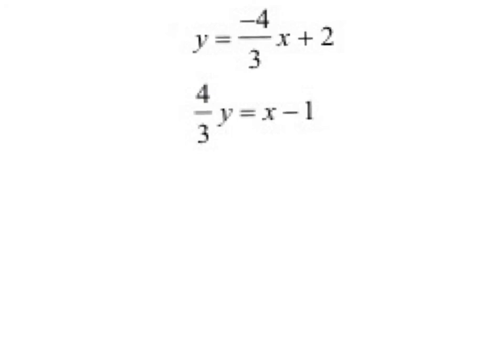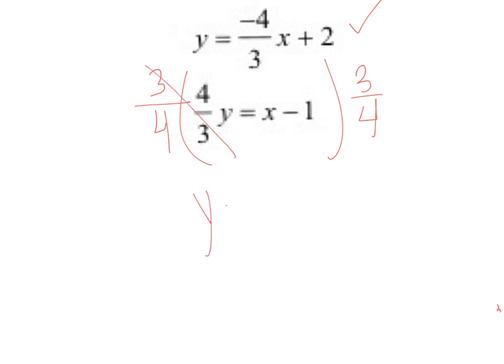Last one we're going to do together. We want to solve both equations for y. Equation number 1 is already solved for y. We need to do a little bit of work for equation number 2. In order to get the fraction 4/3 to cancel out, we need to multiply by its reciprocal, 3 over 4. We're going to multiply everything by 3 over 4. We cancel on the left side, and we get y is equal to 3 over 4x minus 3/4.